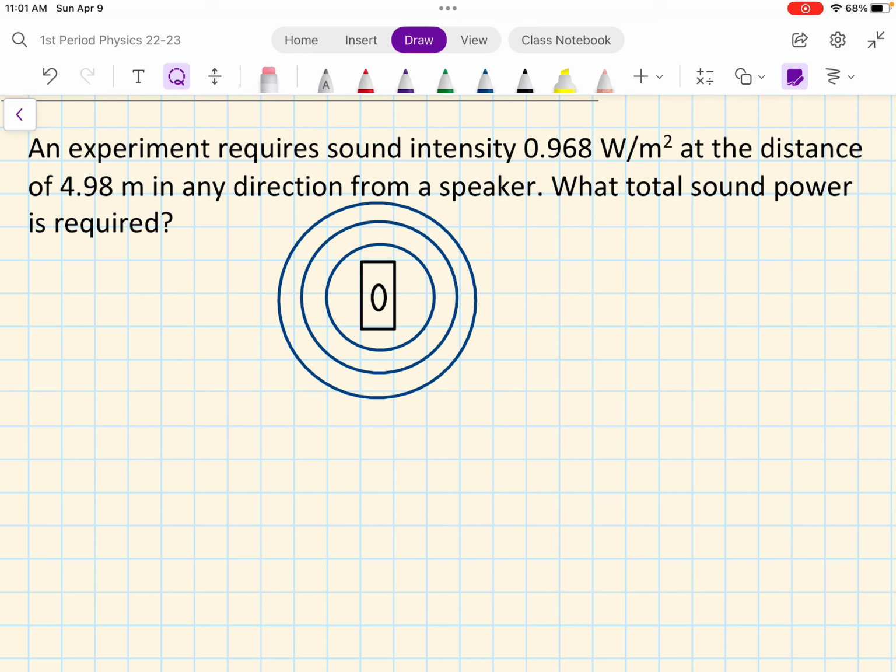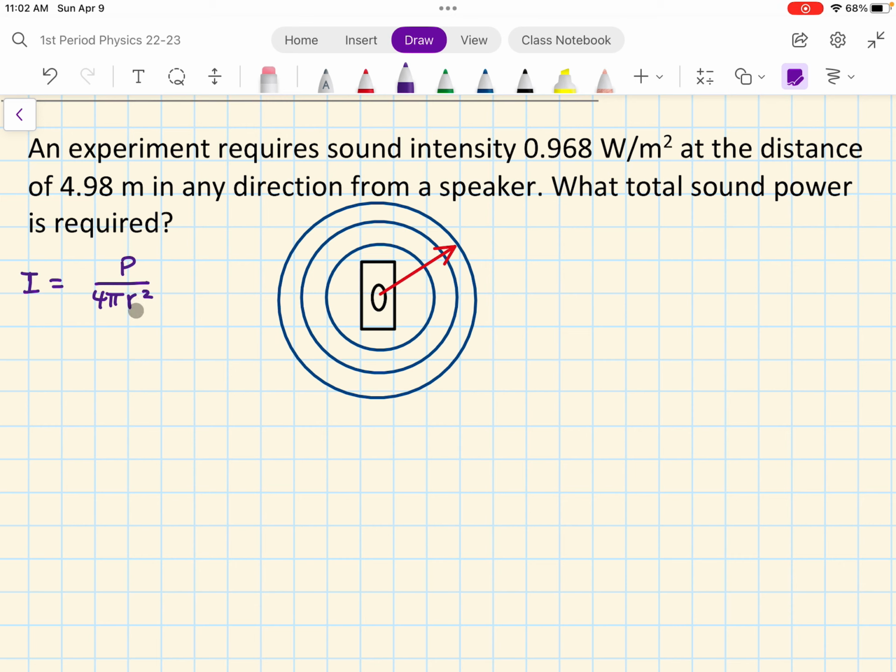Something I want you to see is we were given a distance of 4.98 in any direction. That means a distance from the center of the speaker to, let's say, here. That's 4.98. Based on the outer circle, this is the radius. So we were given a radius. Let me show you why we need a radius. From your formula sheet, you'll see that sound intensity, I, is equal to power divided by the surface area of a sphere, so 4 pi r squared, where r is the radius, and we have the radius and we need it to solve for power.